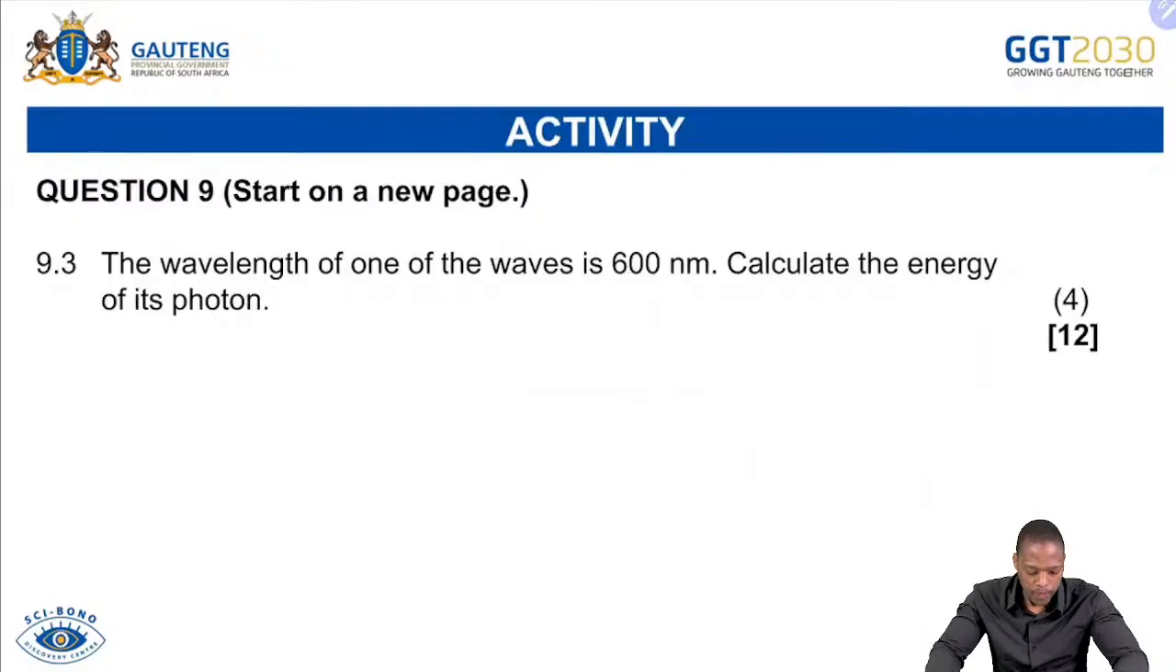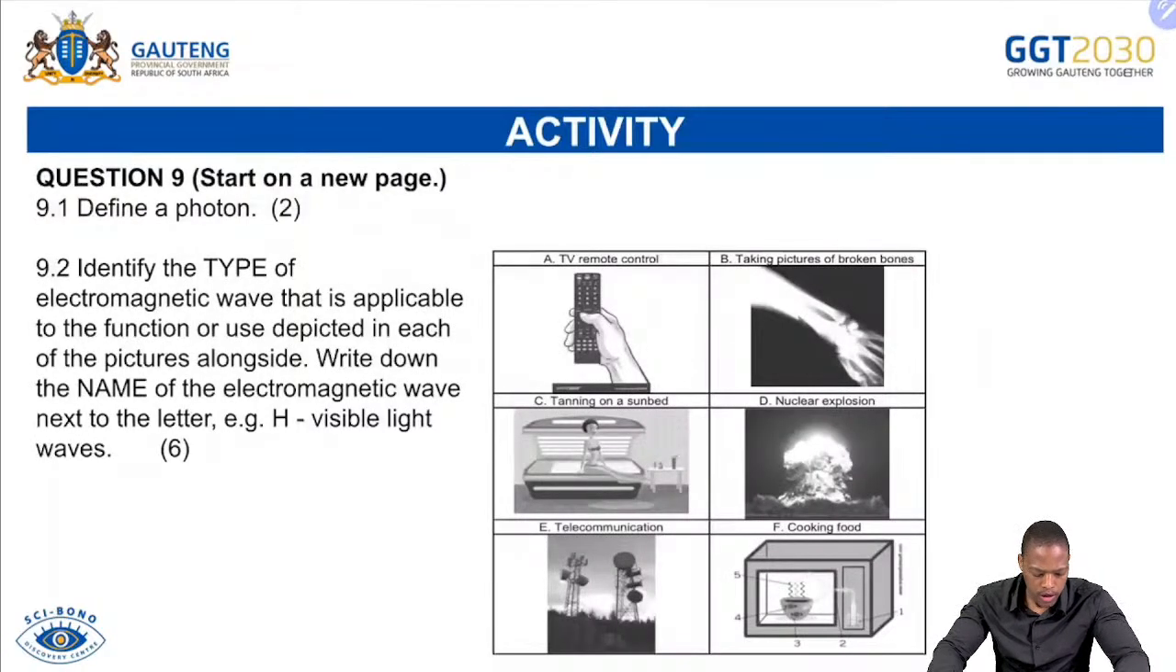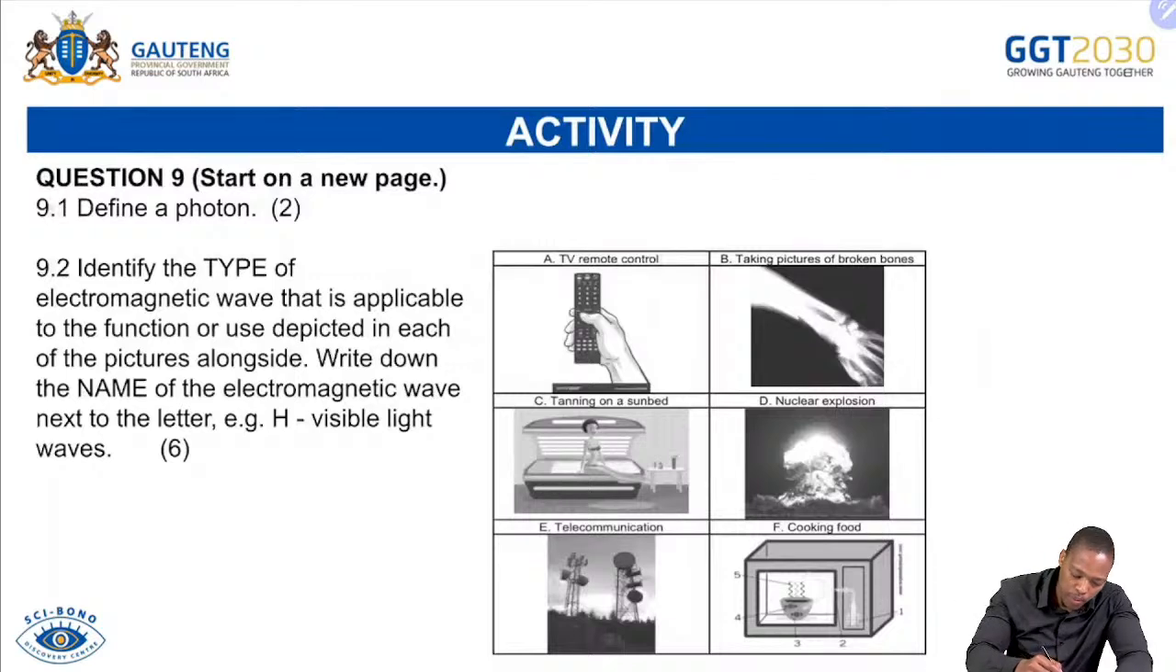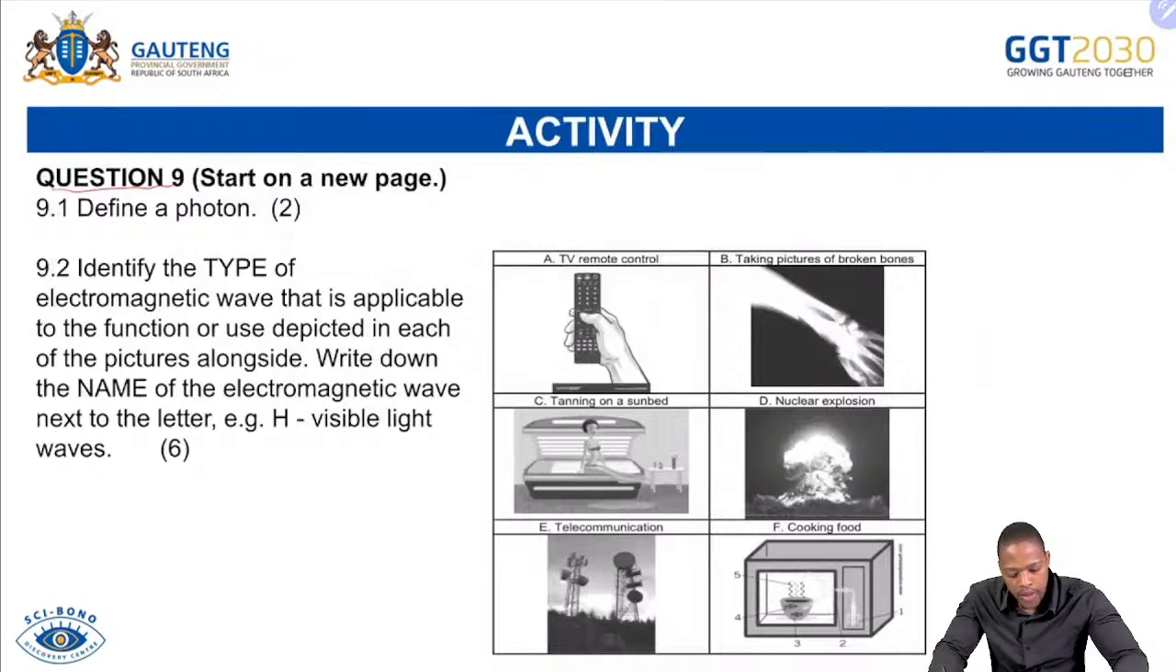Welcome back, grade 12. I hope the time given was enough for you to calculate and also answer the other questions in our activity. Our activity is straight from a previous question paper, grade 12. As you can see, question 9 from a previous question paper says in 9.1, define a photon. We have looked at the definition of a photon, a simple one: a quantum of energy.